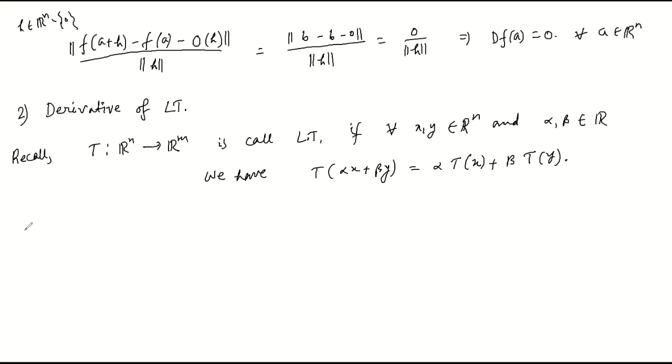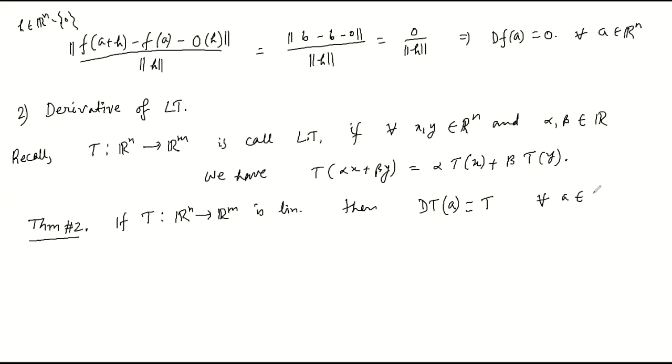Now the theorem is theorem 2. The statement is the following: if T from Rn to Rm is linear, then the derivative of T at the point a, for any a belonging to Rn, is equal to T itself.